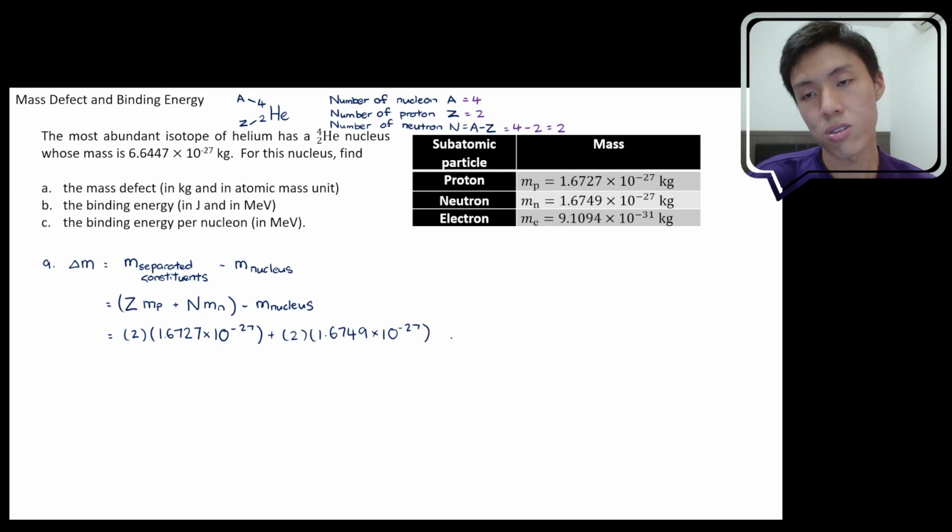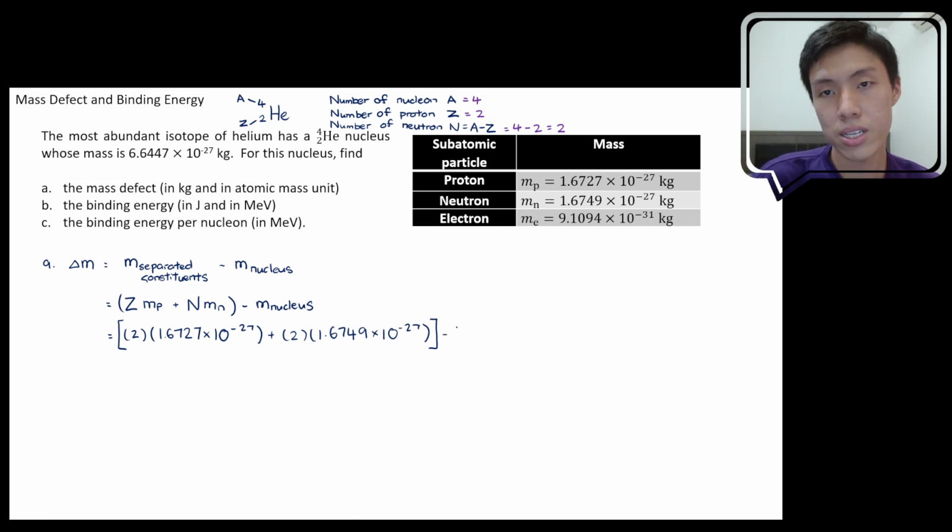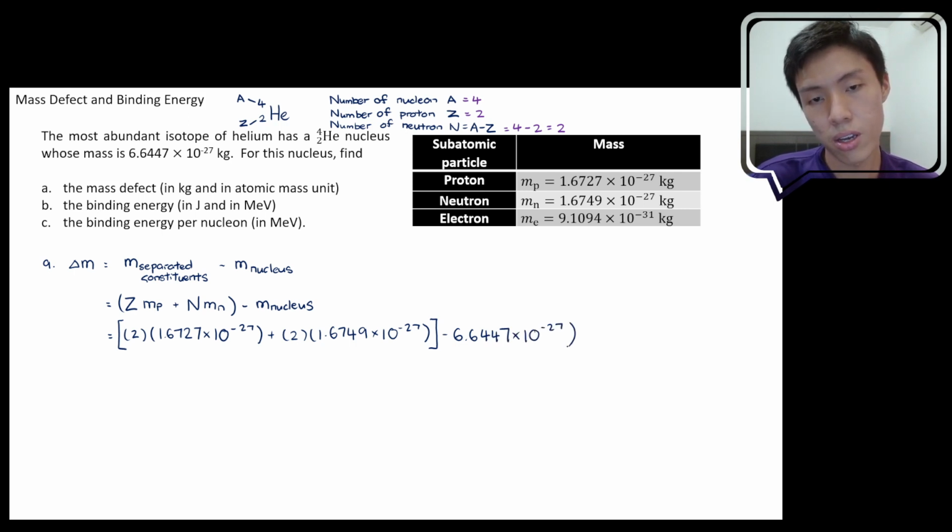So that gives you the mass of the separated constituents. Everything here is the mass of the separated constituents. And you're going to subtract the mass of the helium nucleus, which is 6.6447 times 10 to the power of negative 27. Okay, so if you key this into your calculator, your calculator might give an answer of 5.05 times 10 to the power of negative 29 kg. But I'll personally suggest to maybe not write it like this.